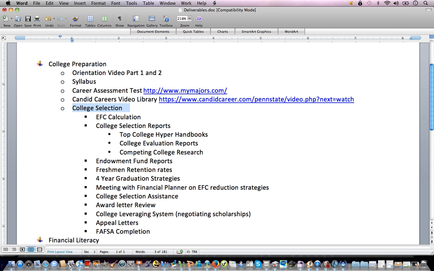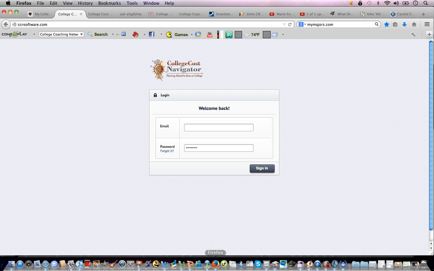Okay, so we're going to go now into how we derive a lot of the information in this college selection area. So let's go here. We use a software system which is called College Cost Navigator. We pay for this software system, which allows us to have the ability to bring this information to you.